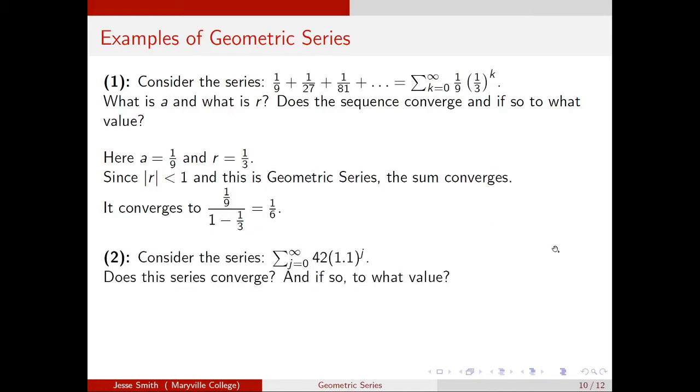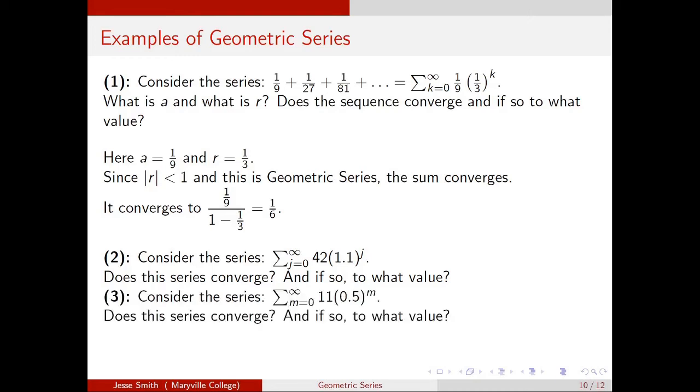If I look at this series, the sum from j equals 0 to infinity, 42 times 1.1 to the j. This is a geometric series. A is 42, r is 1.1. In this case, since the absolute value of r is bigger than 1, the series diverges.